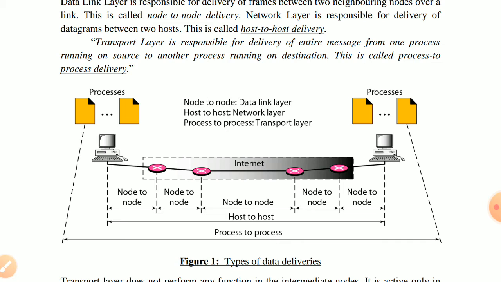The nodes can be the different machines in between the two host, source and destination. These machines can be routers. So if there is a delivery from a machine to a router, it is a node to node one. If there is a delivery from source host to destination host, this is a host to host delivery. If there is a delivery of data from one of the processes residing on the source host to one of the processes residing on the destination host, it is called process to process delivery, and transport layer is actually responsible for this third type of delivery, that is process to process delivery.